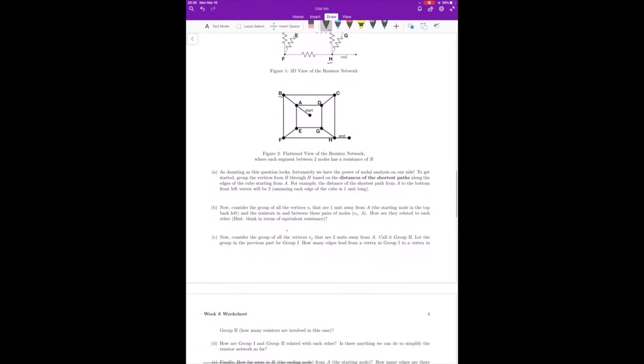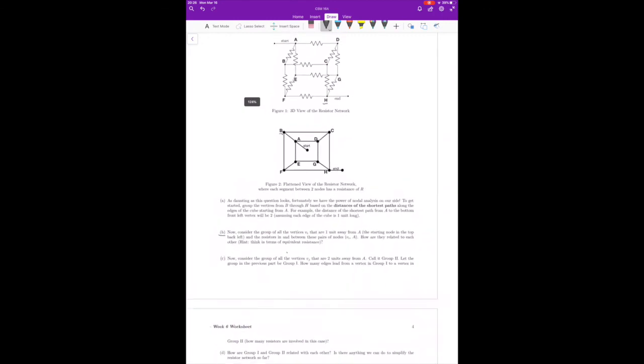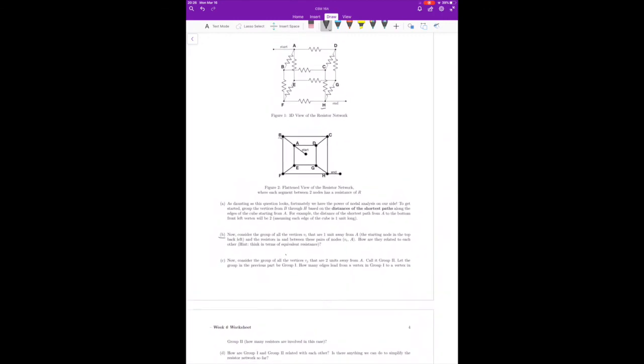So first we're going to consider the group of vertices that are 1 unit away from A, and how they are related to each other is what the question is asking. So we have this set of vertices B, D, and E, and essentially how they're related to each other is that the node voltage at B, the node voltage at D, and the node voltage at E is the same. And the reason we can say this is because of the symmetry of the cube and the fact that the resistances from A to B, or from A to D, or from A to E are the same. This means that the potentials at B, D, and E respectively also have to be the same.